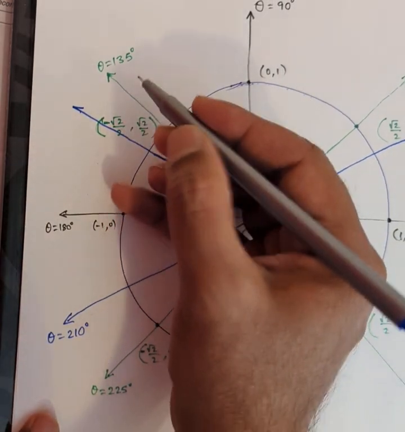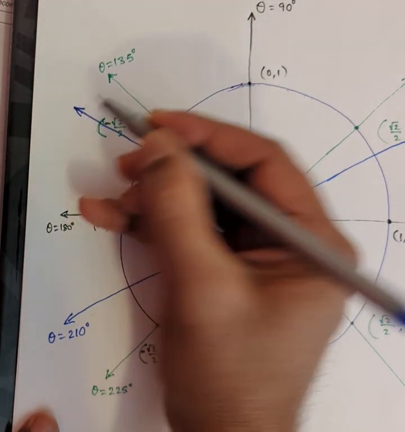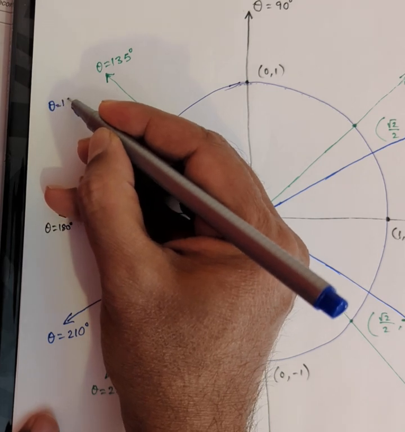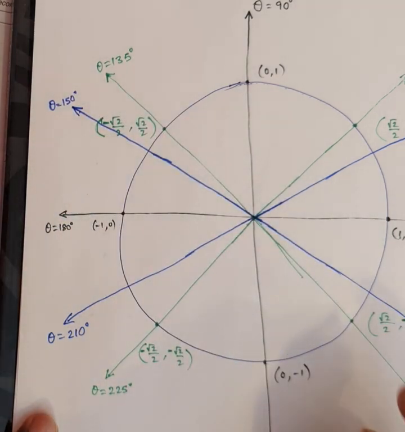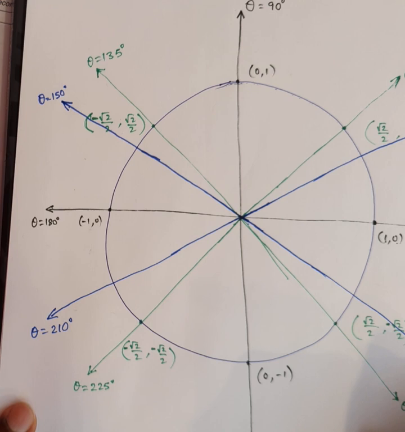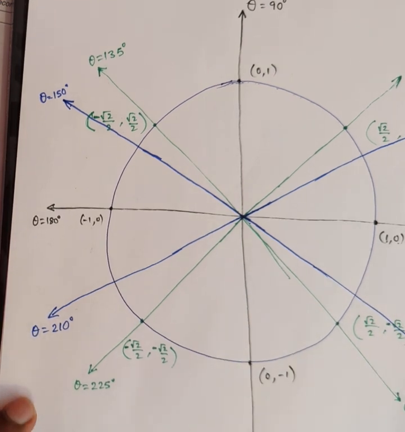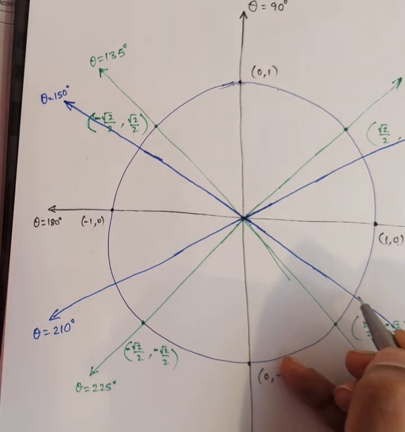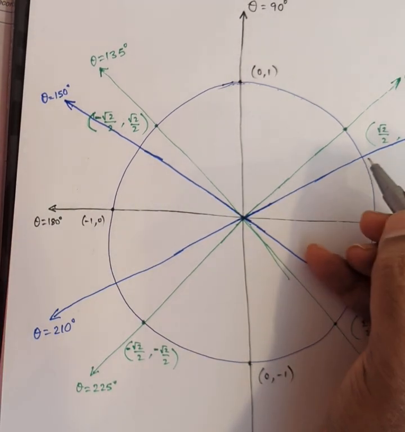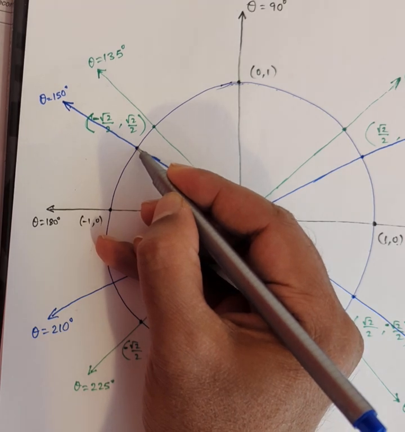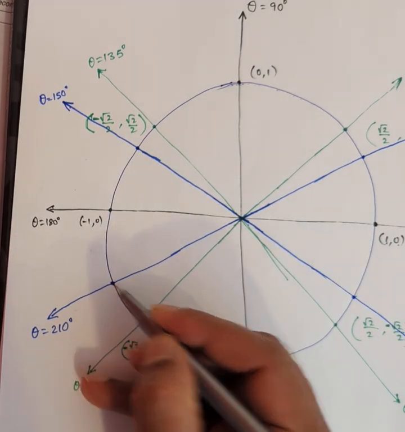So what would this be? This is 135 plus 15, so that is 150 degrees. And this angle would be 315 plus 15, which is 330 degrees. Okay. Yeah, these 4 points are again not too difficult.